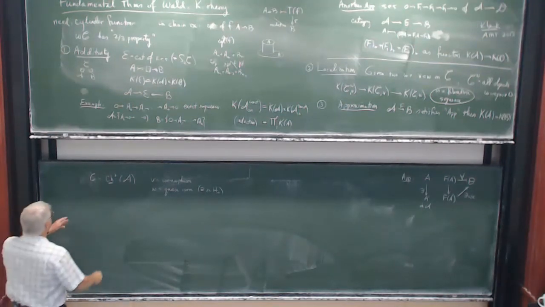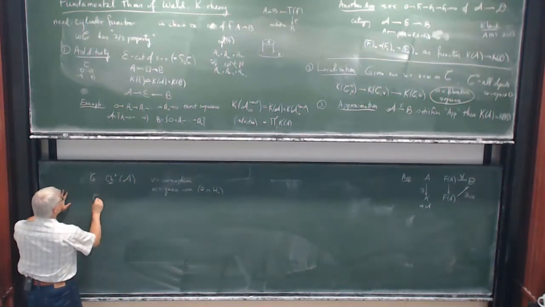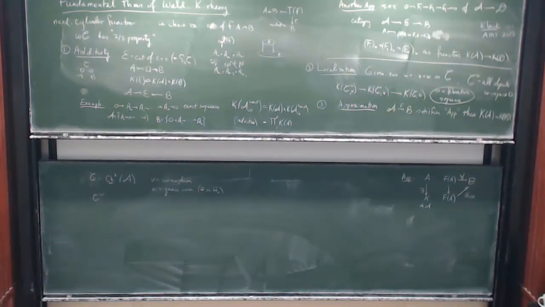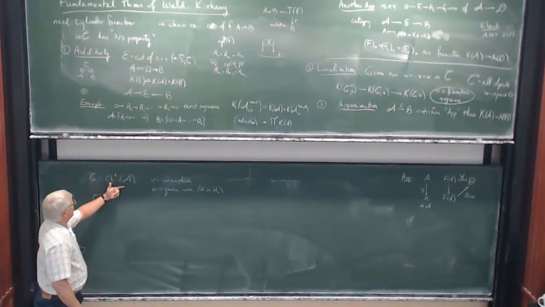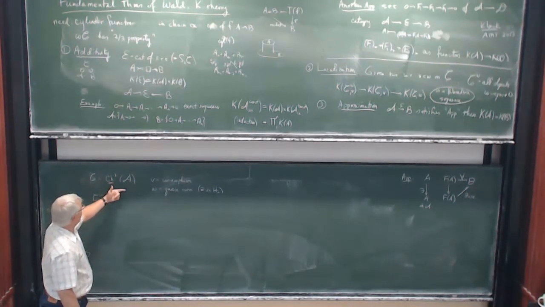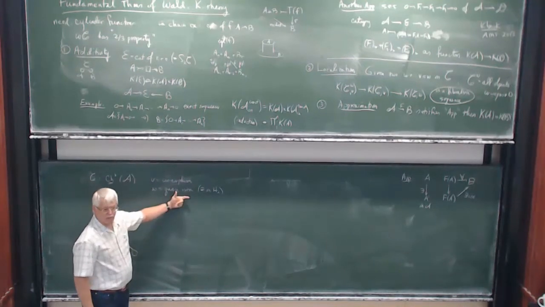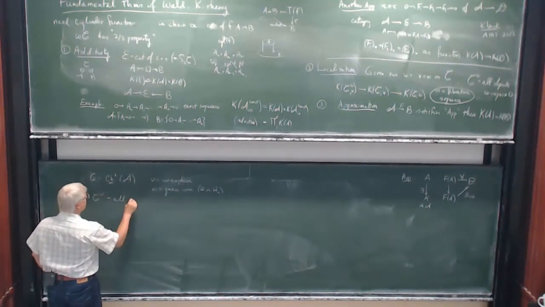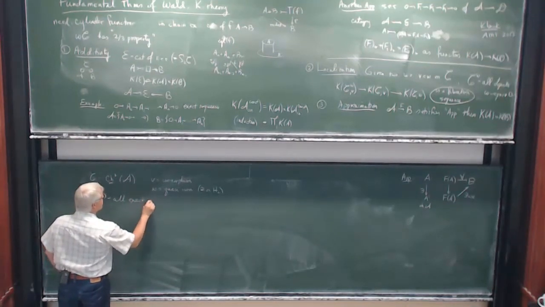So what we get is a fibration sequence, but now let's just think about what is CW. CW is the subcategory of all bounded chain complexes with the property that they're quasi-isomorphic to zero. So this is all exact chain complexes.